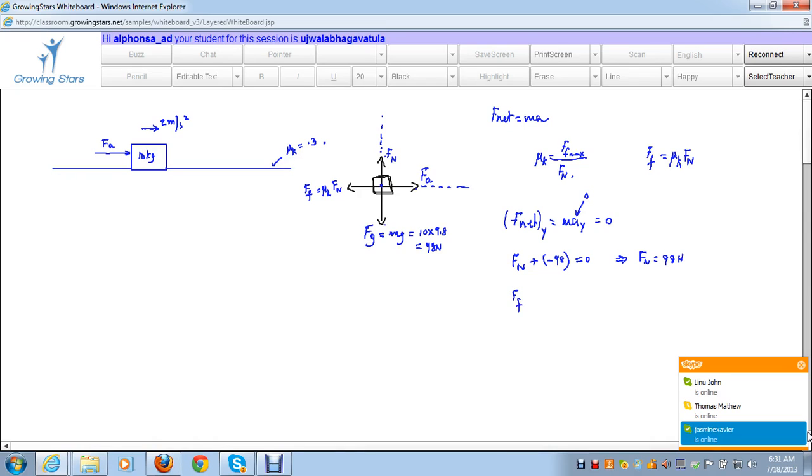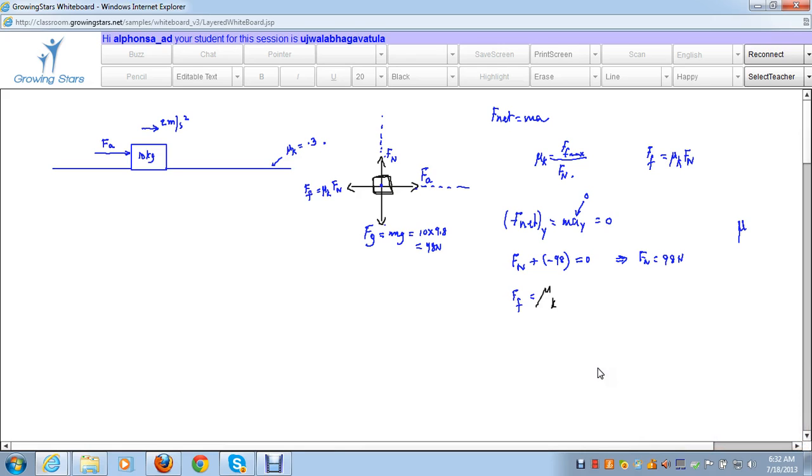Force of friction, static, kinetic friction. Can you do it yourself? It's mu k times Fn, isn't it? Can you write on the whiteboard? Mu, you can just write u and pull this left side. Right side is not, you don't have to pull it. Yeah, that will be fine.